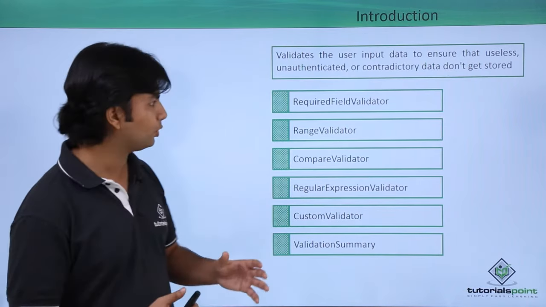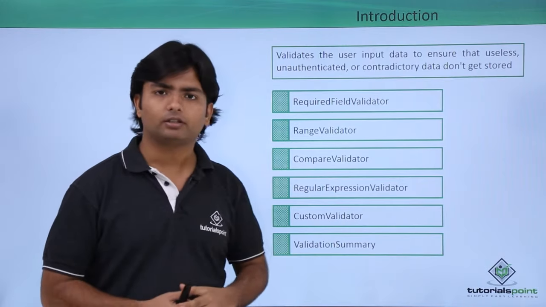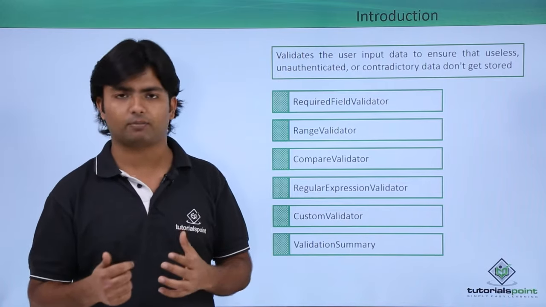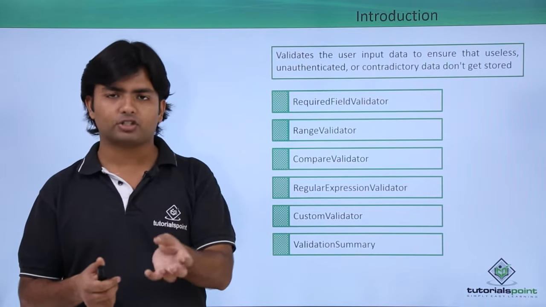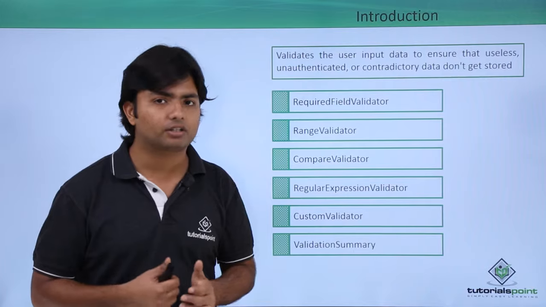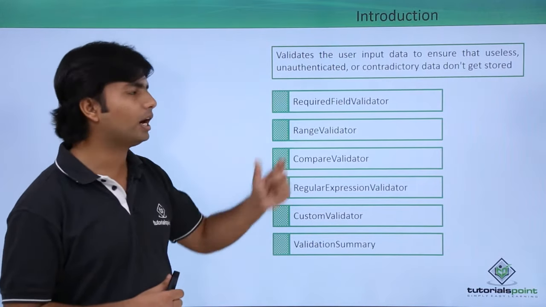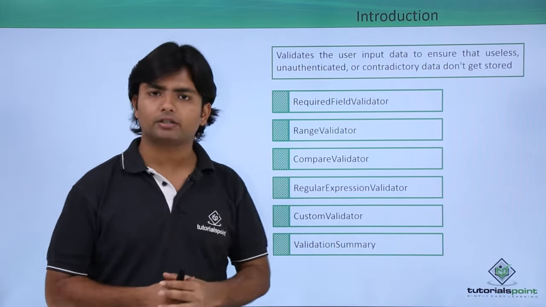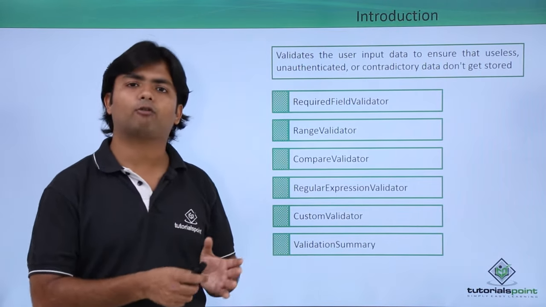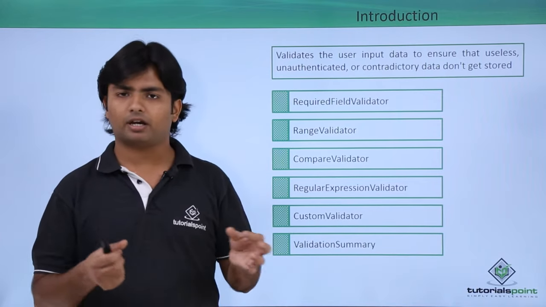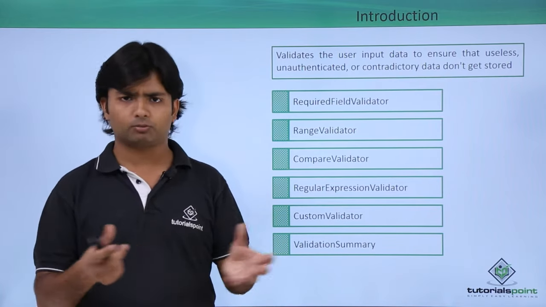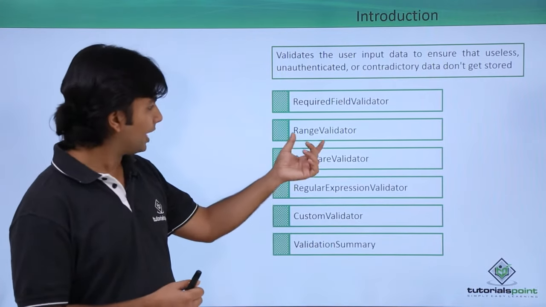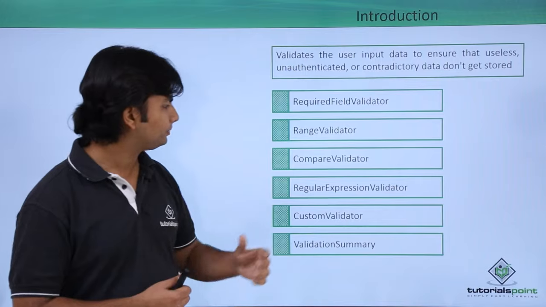And what are all the controls? Required field validator will be used when I want to make some particular text box mandatory. Means if there is a field called first name and I want that user must enter the first name, then I will use the required field validator for that particular text box. Similarly, range validator will be used when I want some specific data, maybe a number, an amount of any particular currency, a date in a particular range. So I will go for the range validator.